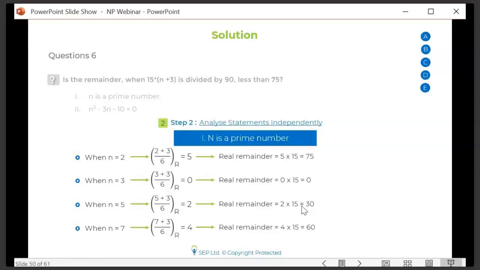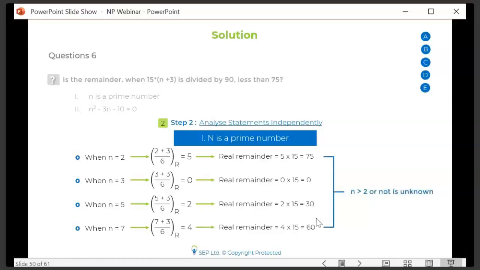Anyone? Can I say that the remainder is less than 75 after looking at these 4 cases? No, we cannot. That's very important. Sometimes what happens is we look at 75, we see 75, and unconsciously we think that this is sufficient. A lot of you who marked D may have made this mistake, and people make this mistake because they think, hey, 75 is there, 75 is here. They don't focus on the words "less than 75," and they end up thinking statement 1 is sufficient.